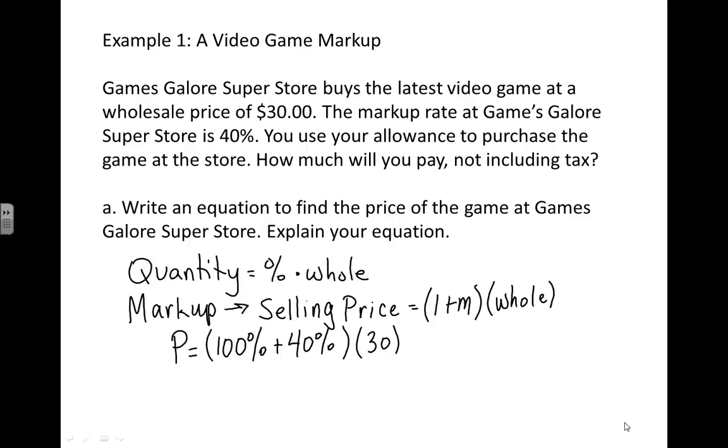Okay, if you remember, quantity equals percent times whole. So for your markup, your selling price equals 1 plus m, times your whole. When you put that in, I use P for selling price. P equals 100% plus 40%, and that's all multiplied by 30. All that's asked for there is to get that equation.